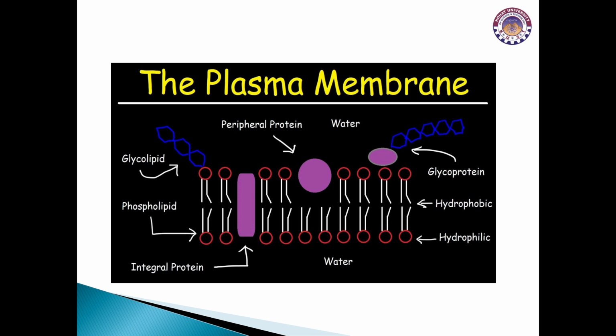These are the diagrammatic structures of the plasma membrane, which include, on the right side, glycoproteins, hydrophobic and hydrophilic regions, but on the other hand, on the left side, glycolipid, phospholipids and integral protein.